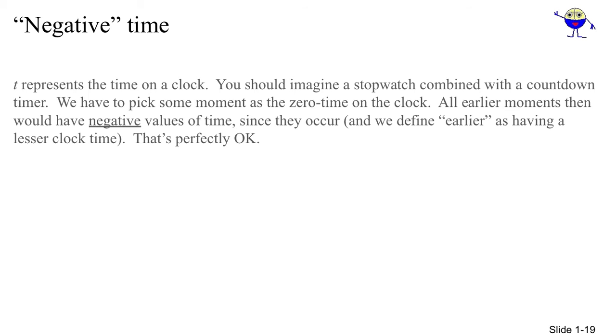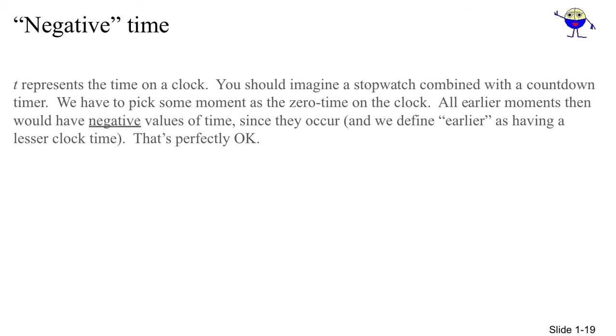T by itself represents the time on a clock, really the time on a stopwatch. It could be a time on a clock, but we don't usually think of it that way. But it's a thing measured by a stopwatch or a clock. You can imagine a stopwatch combined with a countdown timer. We have to pick some moment as the 0 time on that clock, wherever we reset the stopwatch. All early moments then become negative values of time, since they occur earlier. And we define earlier as being lesser clock time, right?